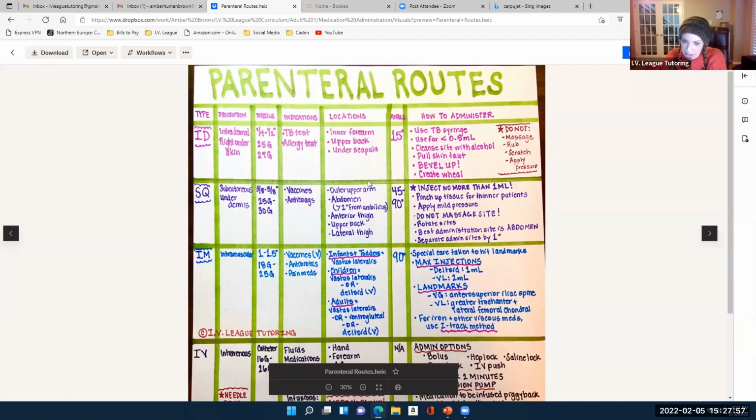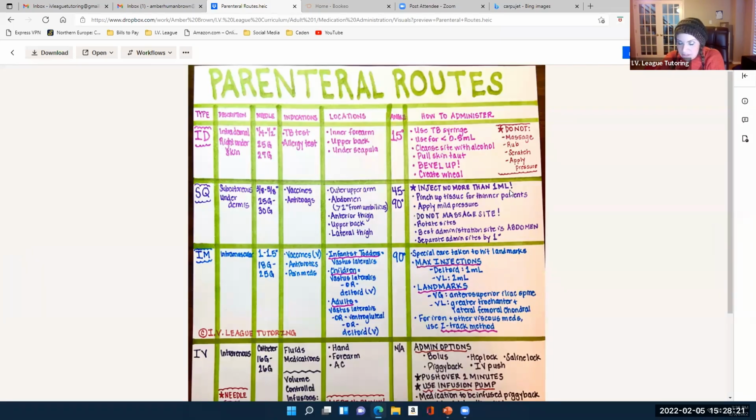I'm just going to point out the big ones. With SubQ, it's very important that the abdomen is the best place to do that, but it has to be at least 2 inches from the umbilicus. So please don't try to inject them in their belly button. It has to be at least 2 inches away from the umbilicus when you're using the abdomen. If it is more than 1 mL, you need to split it into two syringes, because it's not going to absorb very well and it's going to cause tissue damage.